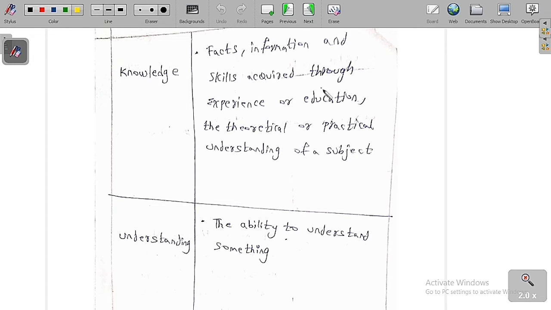Facts, information and skills acquired through experience or education. So what are the facts, the information and the skills that you acquire through either experience or education? It may be theoretical, or it may be a practical way of understanding the subject. That is called knowledge. Simply we can say it is basically facts.